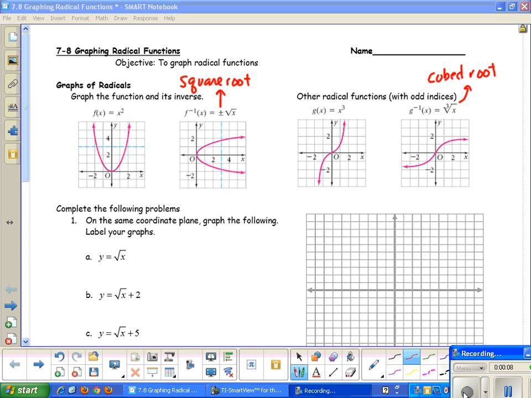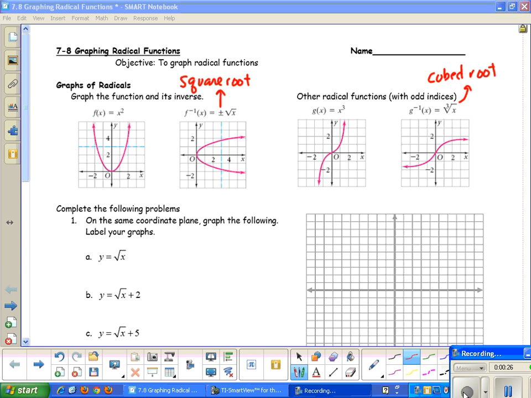So in the last section, we talked about inverses. And if you were to find the inverse of x squared, you'd switch your x and your y's and solve for y, and you'd end up with your inverse being plus or minus the square root of x. So this is the square root function that we are going to be graphing. And this is what the graph looks like right here.